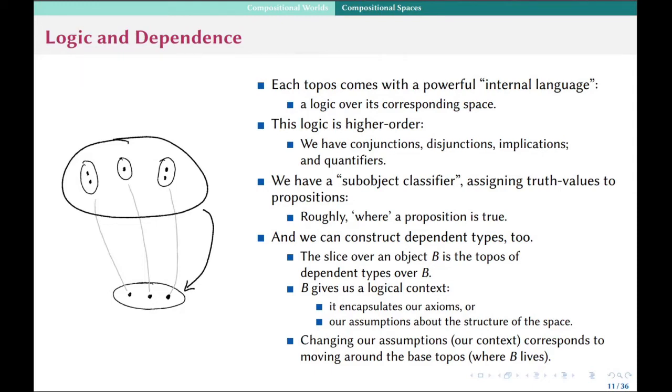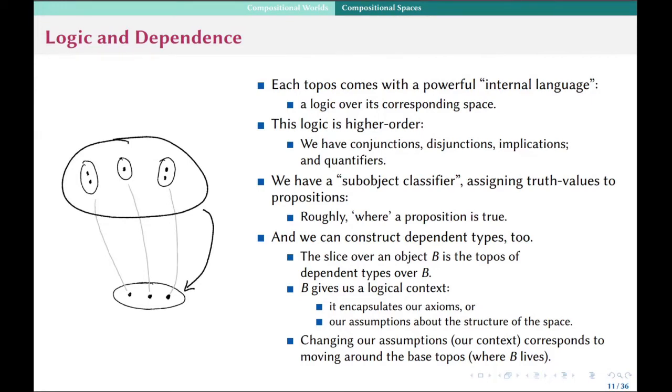The base of each bundle gives us a logical context. We can think of this as saying something about the axioms we impose. This is what I was referring to earlier: the assumptions you make about the structure of the space, so what bits are connected to what other bits. For instance, which land masses in the weather forecast example are connected to which others. And so changing our assumptions or the context corresponds to moving around the base space or changing the base topos, for instance, as tectonic plates move around on the surface of the Earth.